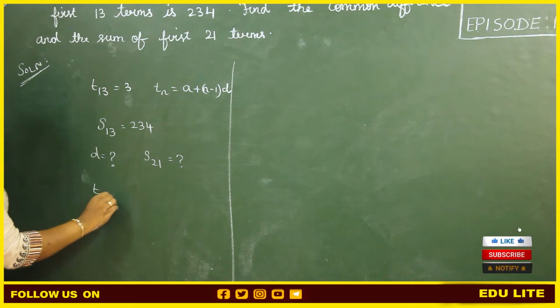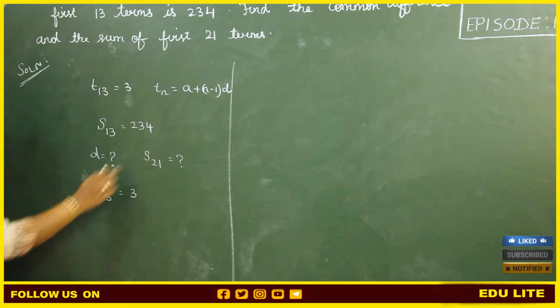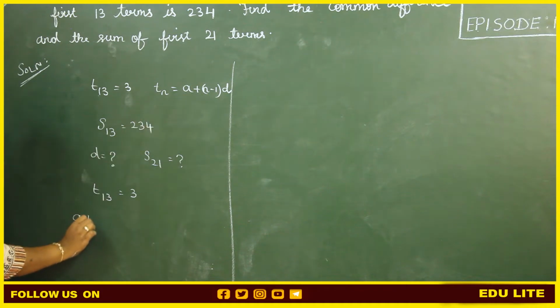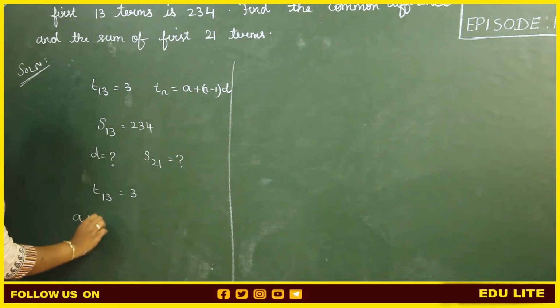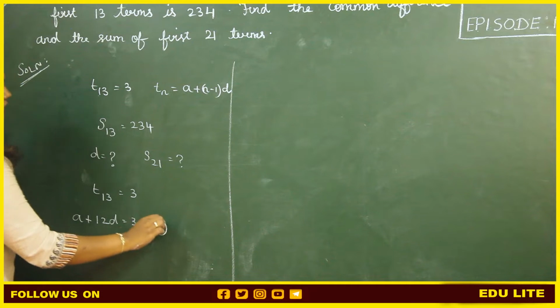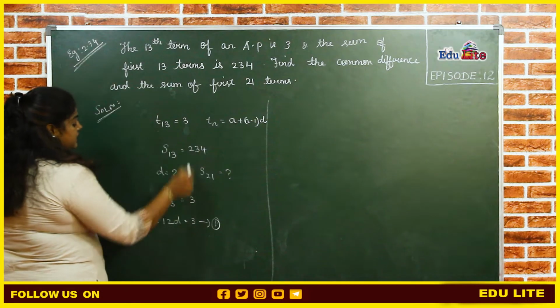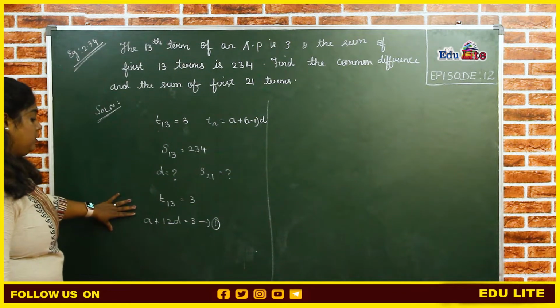Therefore, we are given T13 equals 3. T13 can be written using this formula as A plus (n minus 1) into D. Therefore, 13 minus 1 is 12D, so A plus 12D equals 3. This I will consider as equation 1. We have used this hint and found the equation A plus 12D equals 3.